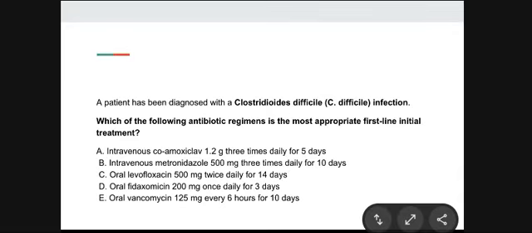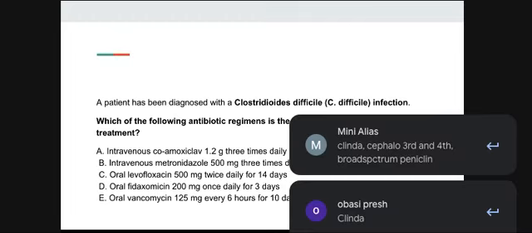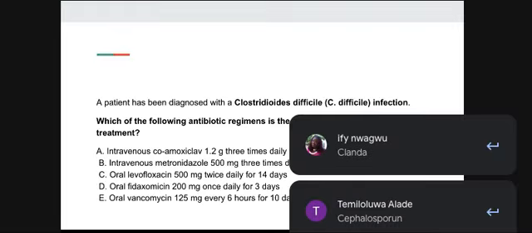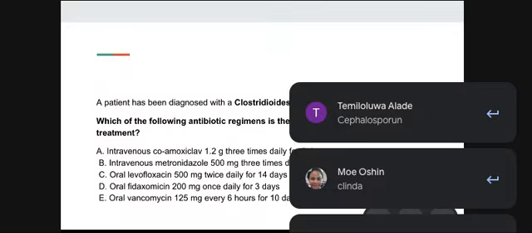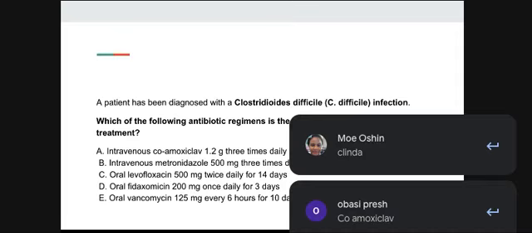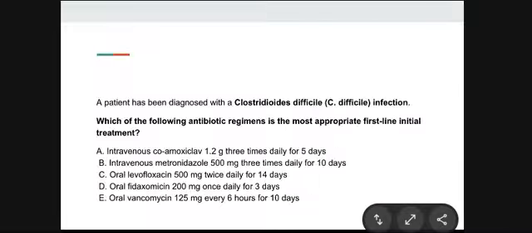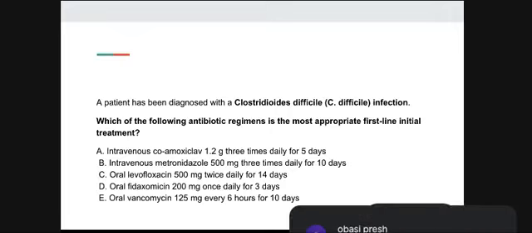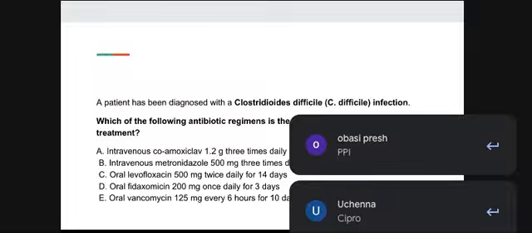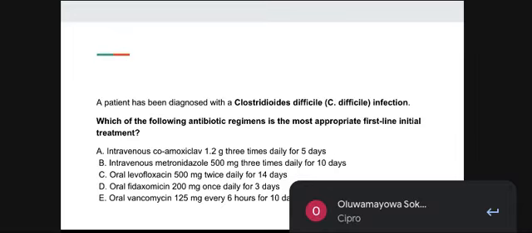What antibiotics cause C. difficile? There are four C's. That's a good way to remember it. Antibiotics that commonly cause Clostridium difficile infection: clindamycin, cephalosporins, broad spectrum penicillins. What else? Coamoxiclav and ciprofloxacin. Okay, ciprofloxacin. So when you remember ciprofloxacin, fluoroquinolones in general, not just ciprofloxacin, can cause C.